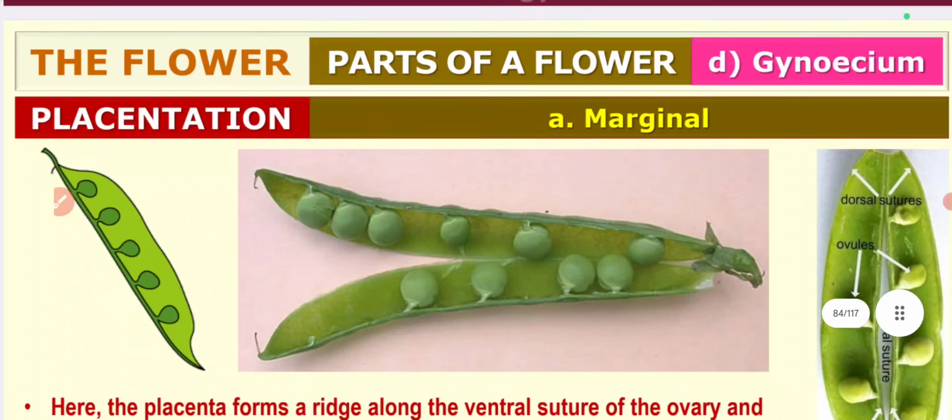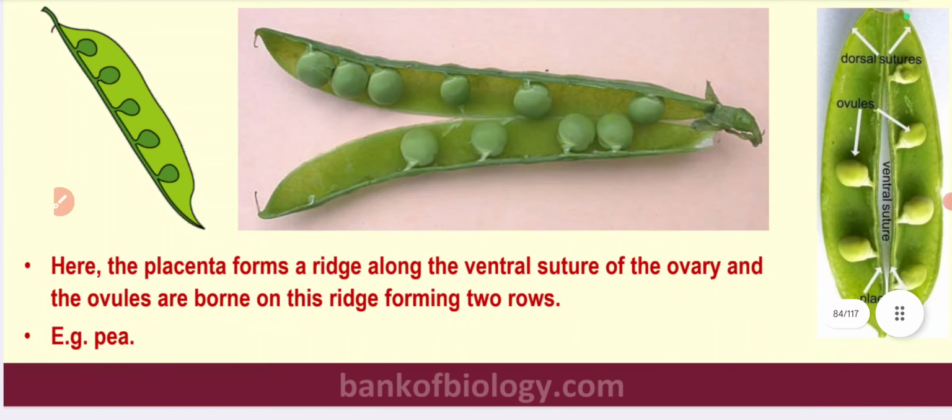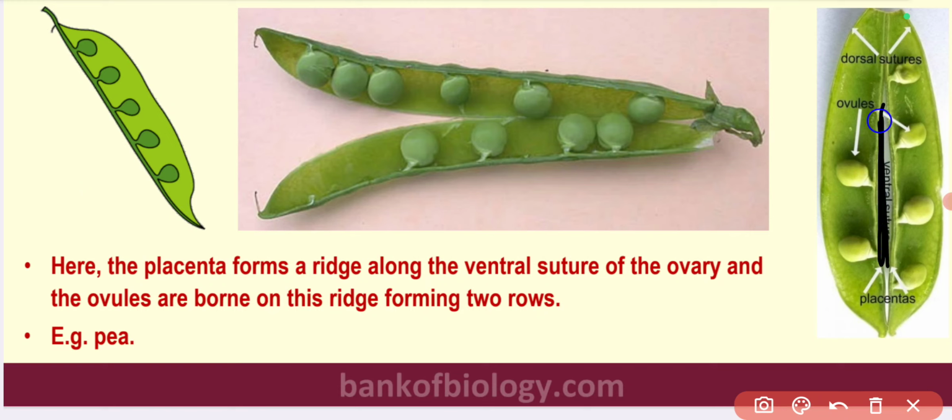First of all, marginal. As you can see in the diagram, here the placenta forms a ridge along the ventral suture of the ovary, and the ovules are borne on this ridge forming two rows. See the diagram? In these two rows the ovules are borne. Example, pea.